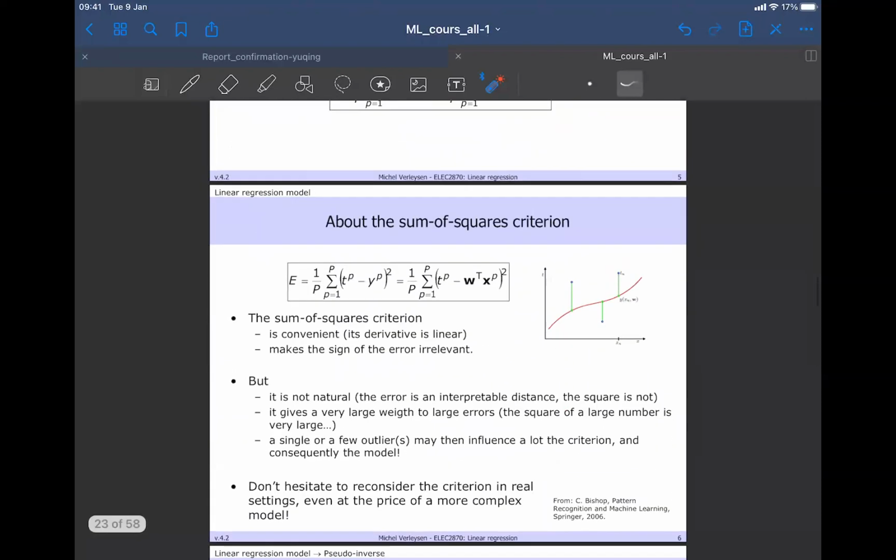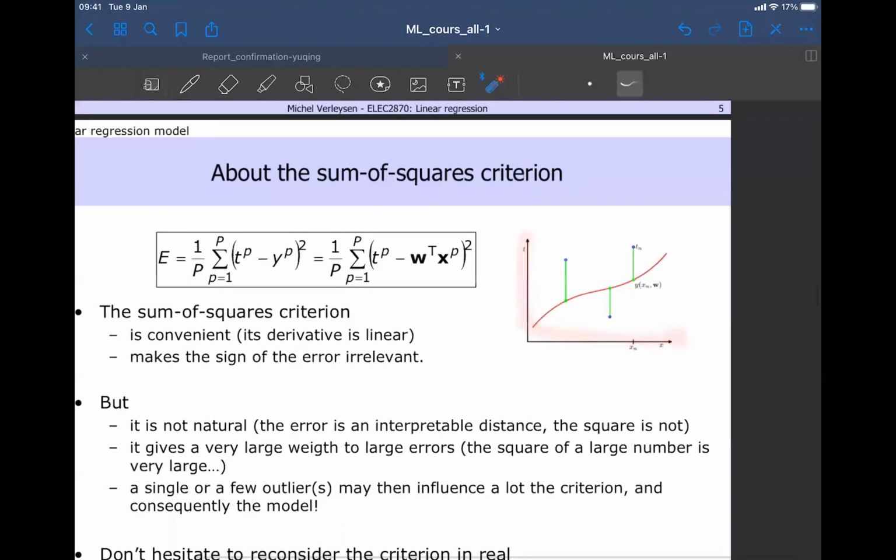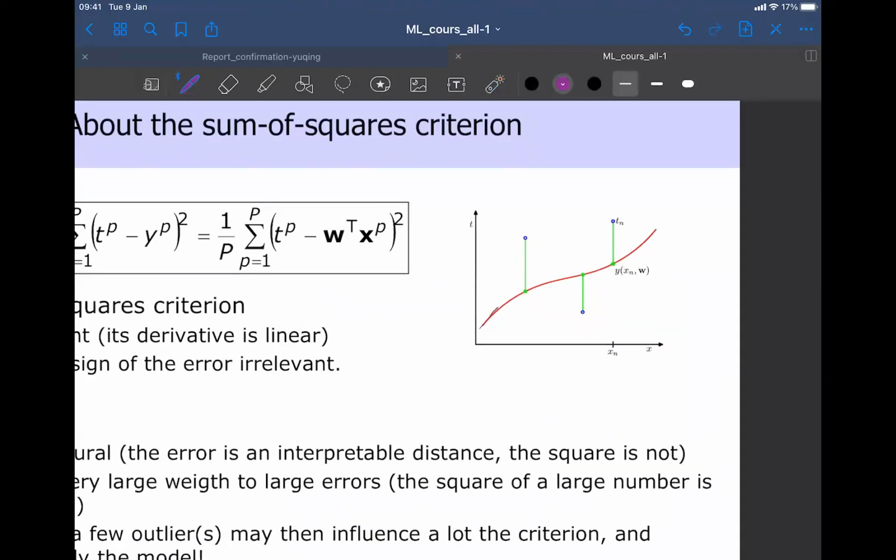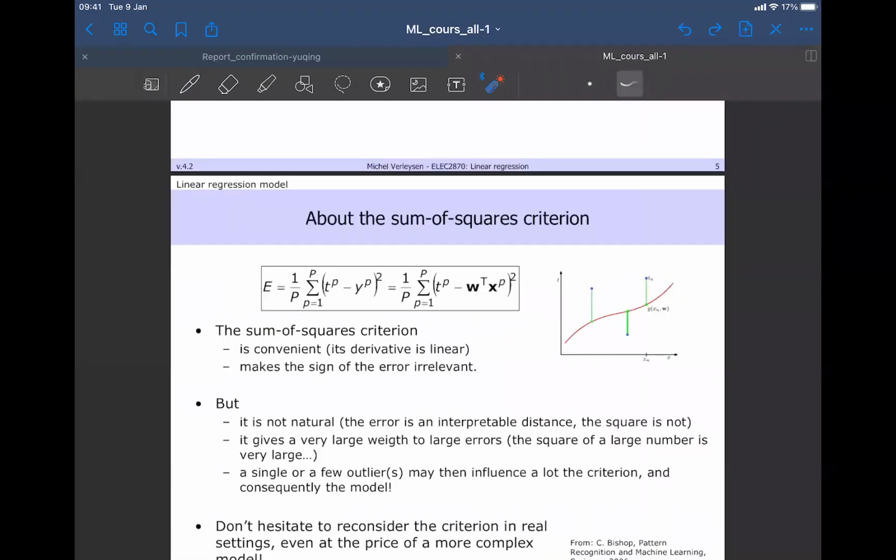If you make a plot in 2 dimensions, the red line is my model and the blue is the true value. I make some approximation. This is my model. And this green is each time the difference between the true and the prediction. And then I square this. Of course, this is not always the best idea.